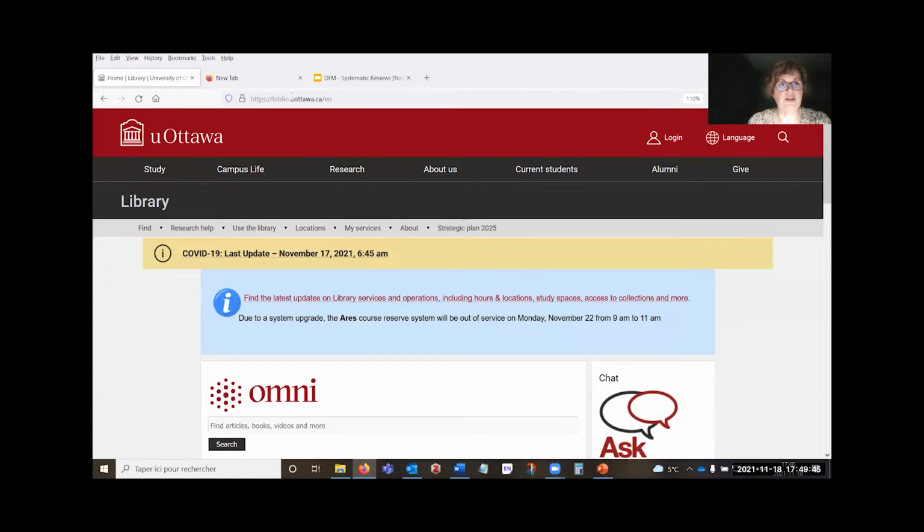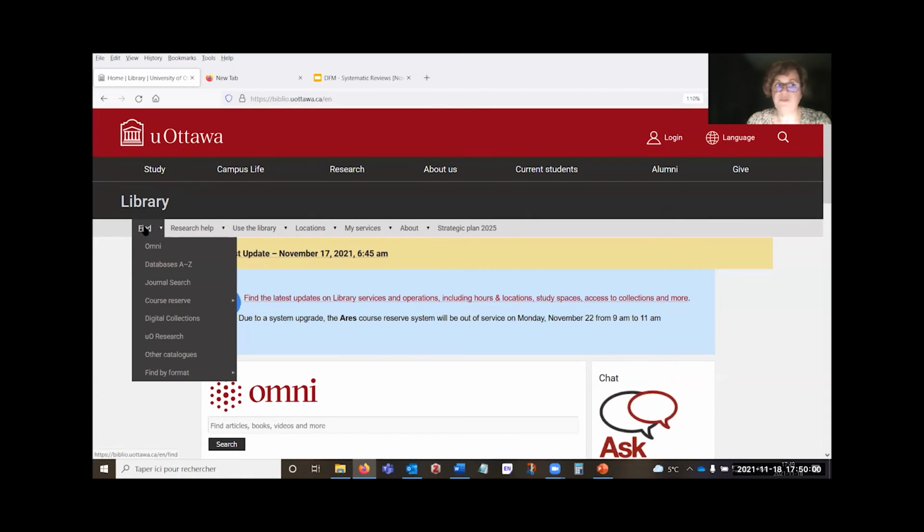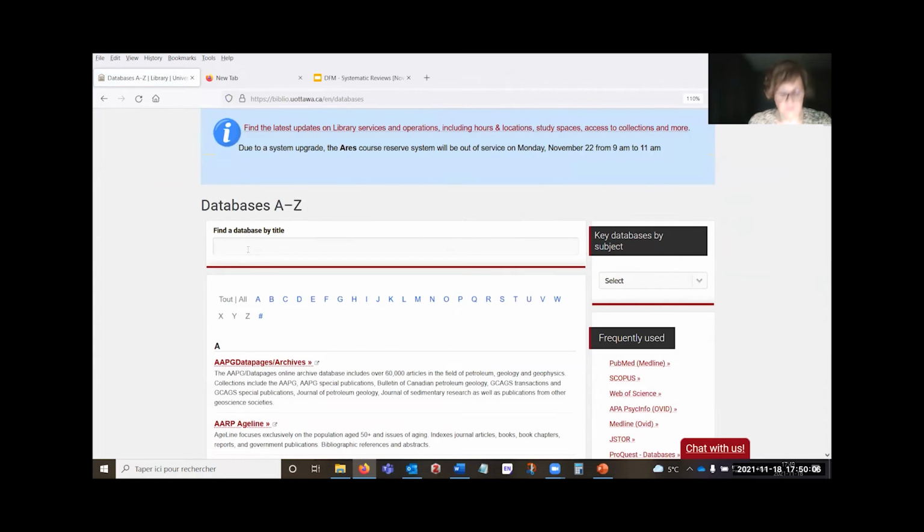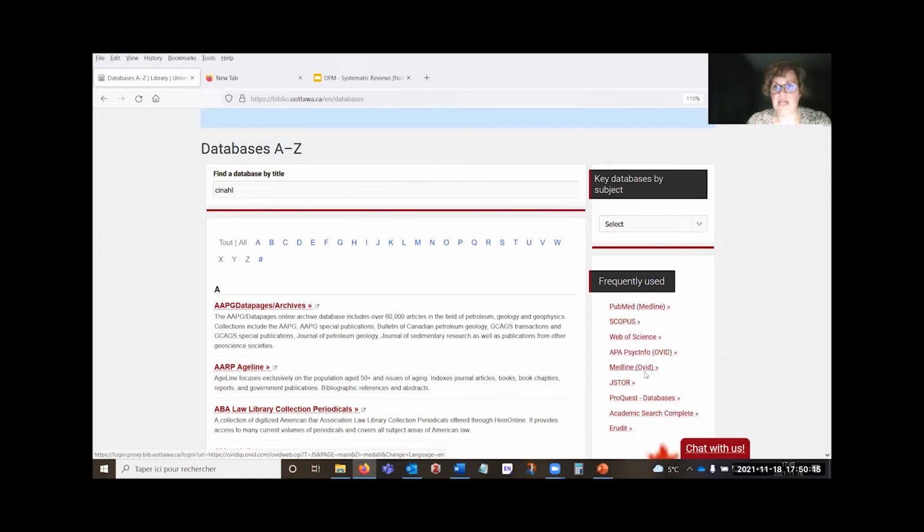Library website, sorry, I usually come back to the very beginning. You probably all have or know the website for the library, but all the databases I mentioned, you need to access them from the library website. There are different ways to get there, but under the menu Find, you go to Databases A to Z. If you want to go to CINAHL, that's how you can access any database, by typing their name. And also Medline is here.